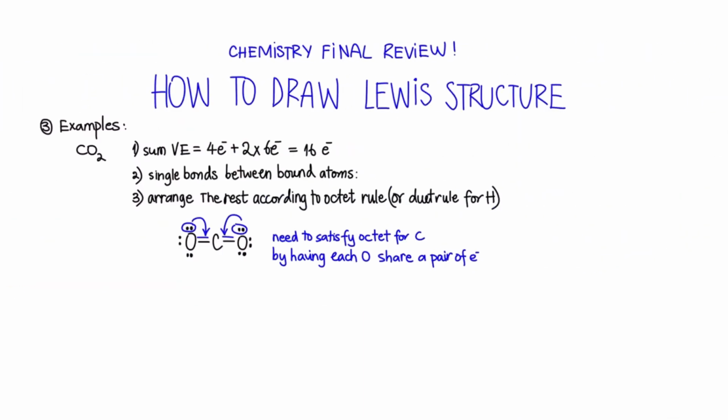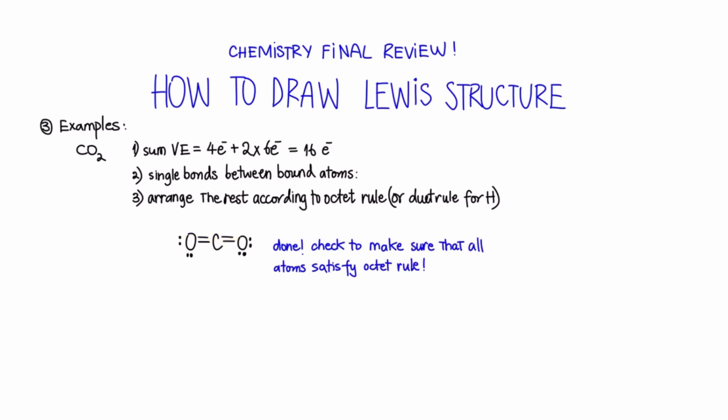After removing those 2 lone pairs from the center atom, we still need to satisfy the octet rule for carbon somehow. To do that, we'll have each oxygen on each side share a pair of valence electrons with carbon. That way we form 2 double bonds between carbon and oxygen, and that satisfies the octet rule for carbon. So we are done. This is the correct Lewis structure for CO2. And lastly, just make sure to check that all the atoms satisfy the octet rule.